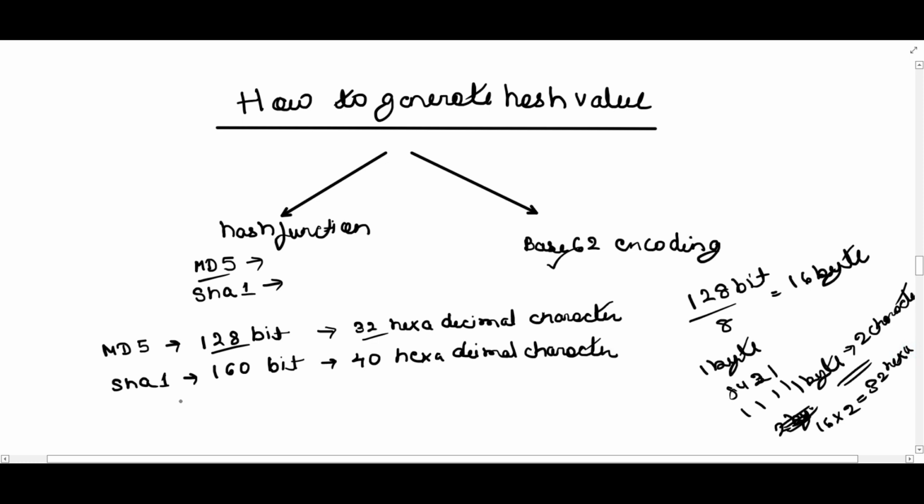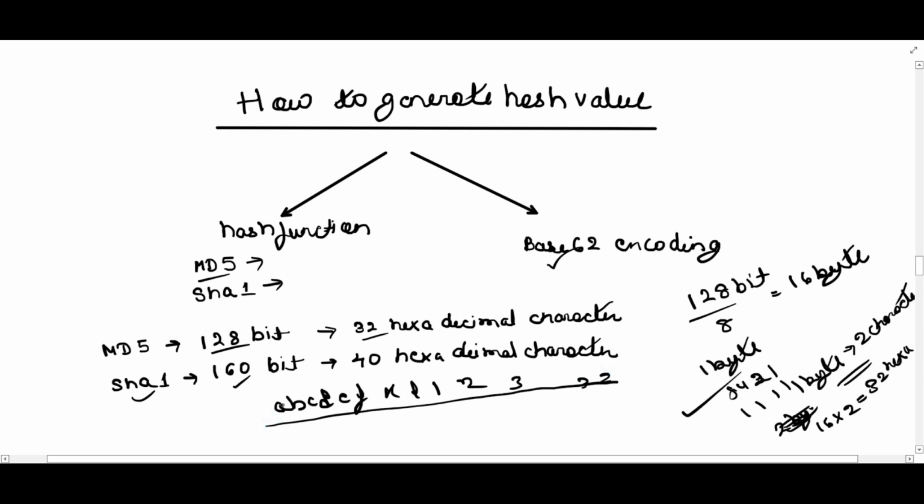Similar to MD5, SHA-1 generates 160 bits, so we can generate only 40 hexadecimal characters. It means the ID length is 32 characters, like A, B, C, D, E, F, K, L, 1, 2, 3. So this much long it is.